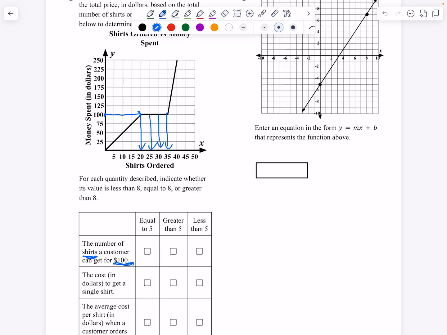Oh, see? Less than 8, equal to 8... I probably forgot to erase the numbers here from my previous version. This probably should have been 5, 5, and 5. Either way, it is greater than 5. Let's check the next one. The cost in dollars to get a single shirt. So let's think about it: a single shirt is one shirt.